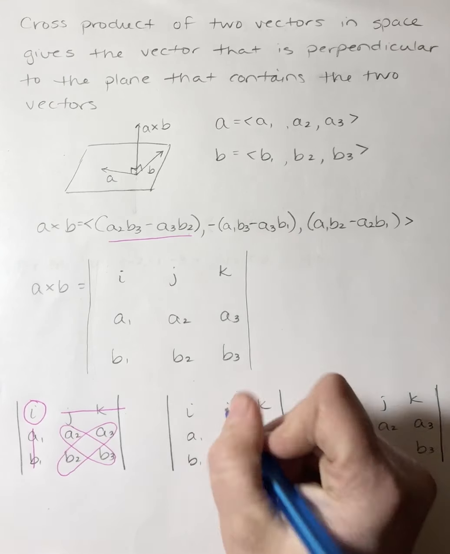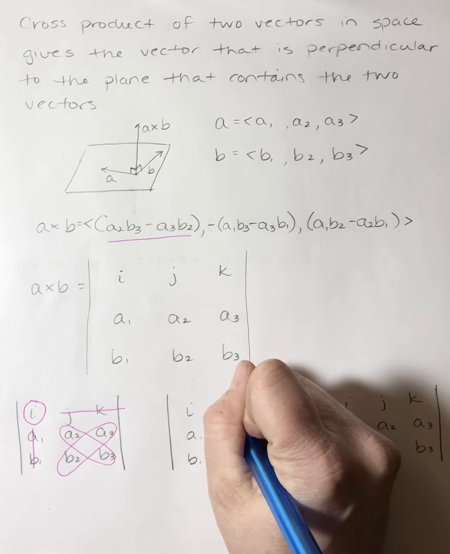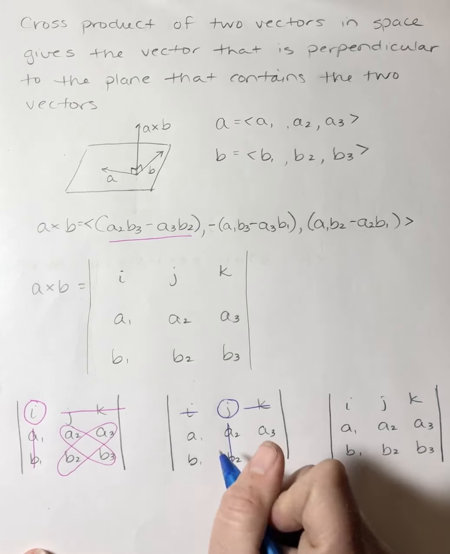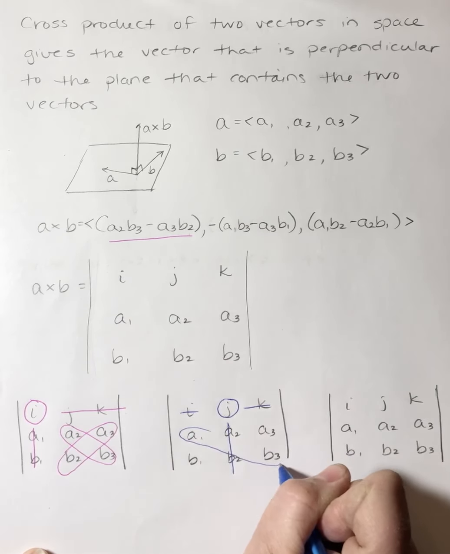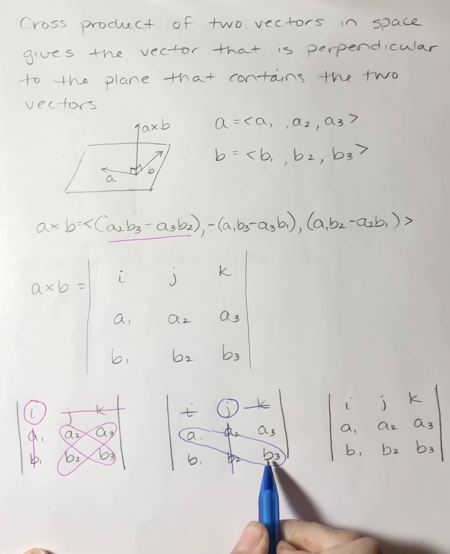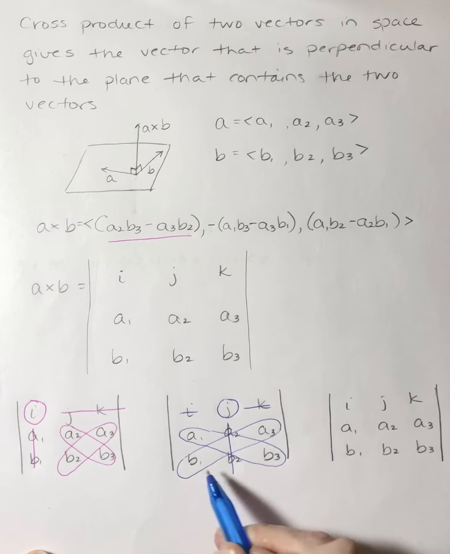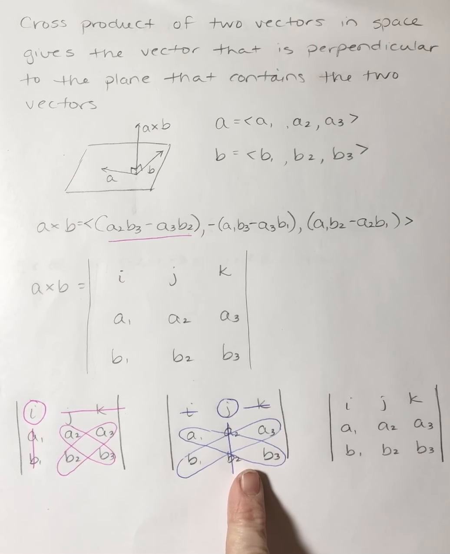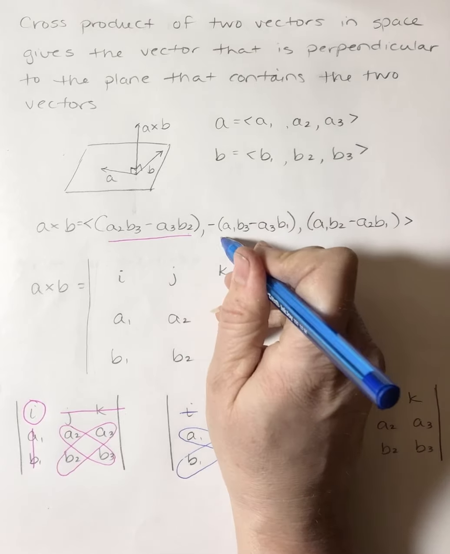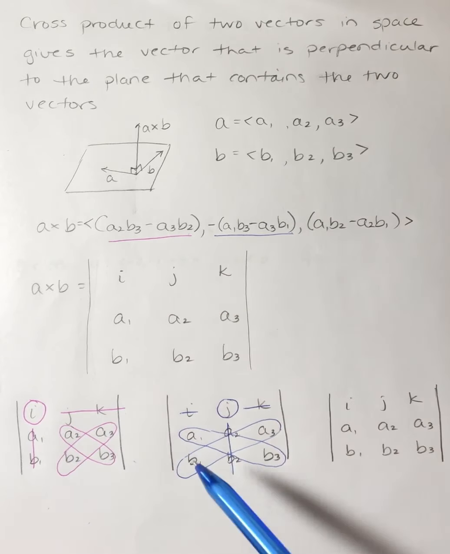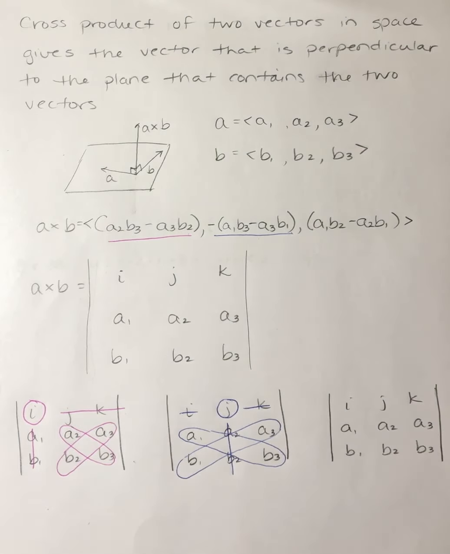Then we have the second one. Again, I'm going to take the determinant of this 2 by 2, so I'm going to take a sub 1, b sub 3 minus a sub 3, b sub 1. Now notice this one, my j coefficient, my middle term in my vector, is going to have a negative coefficient in the front. So that's one quirky thing that you have to remember.